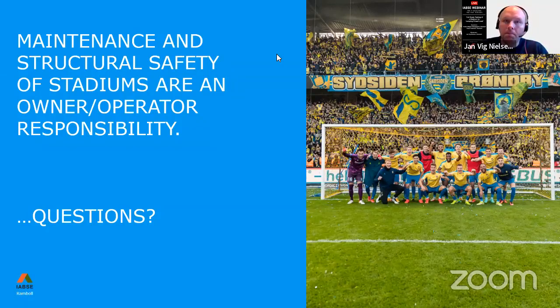Great. It seems that there is one last question. Loyle is asking: any recommendations on how to include the dynamic loads of spectators in the stadium where there is no code or standards? Any lower or upper bounds?